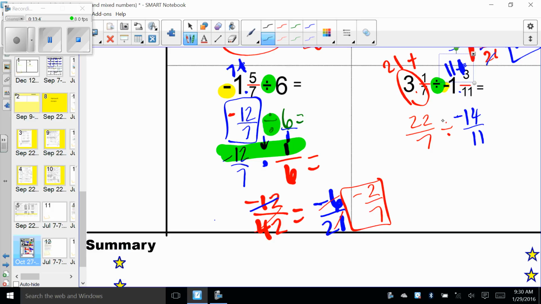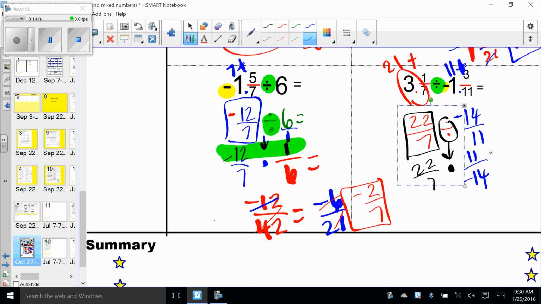All right. I say no to the division. I say stop, up. Change the operation. Do not do anything to the first fraction, 22 over 7. Change the operation to multiplication. And then we're going to flip the second fraction, which becomes 11 over -14.